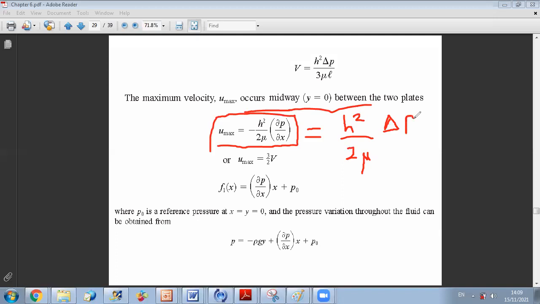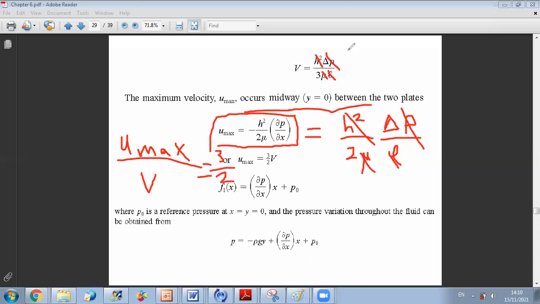Okay, and now you can find the ratio of u max and the average velocity. So if you divide u max by V, u max over V will give you a number because all terms will simplify. So you have delta p, mu L, and mu L. So you end up with 3 over 2. Okay. So u max is 1.5 times V average in the case of flow between infinite parallel plates.